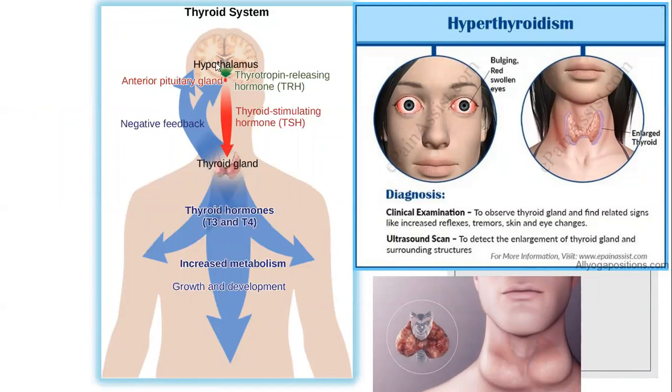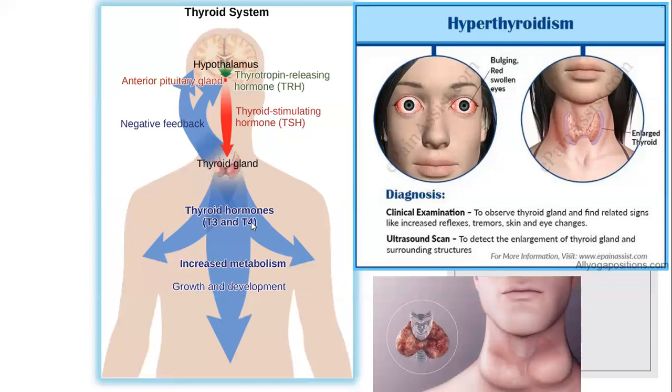Hypothalamus in the brain secretes thyroid releasing hormone, TRH, and it stimulates the anterior pituitary gland, and the anterior pituitary gland secretes thyroid stimulating hormone, TSH, and it works over the thyroid gland, and the thyroid gland secretes T3, T4 thyroid hormone. The major function of thyroid hormone, they increase metabolism, they promote growth and development.